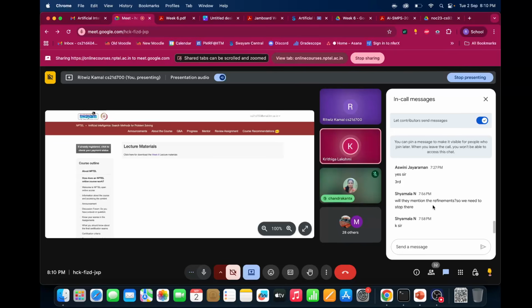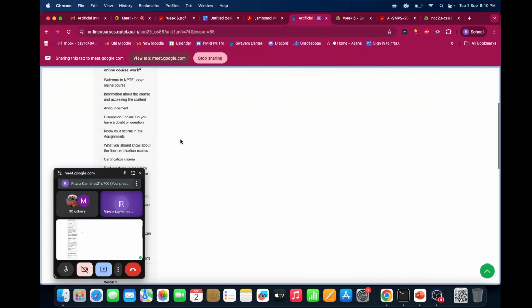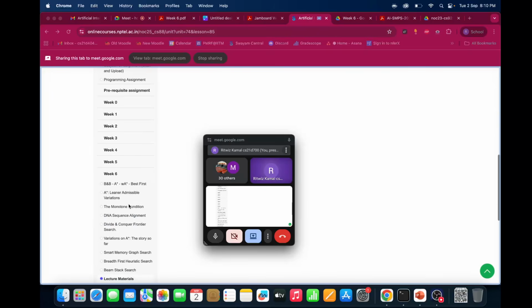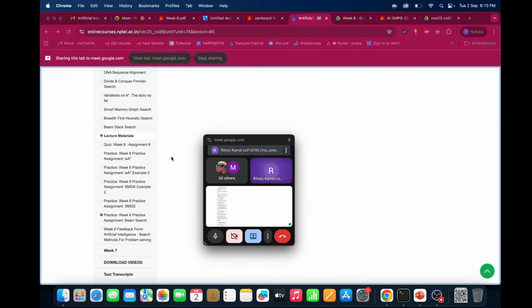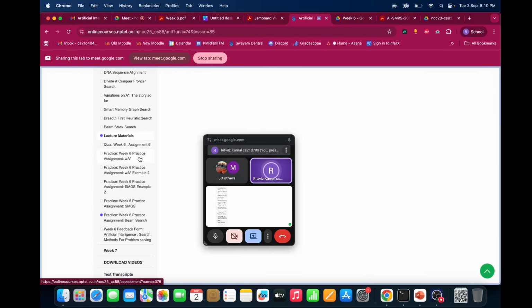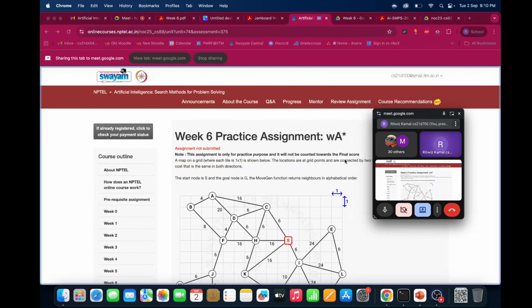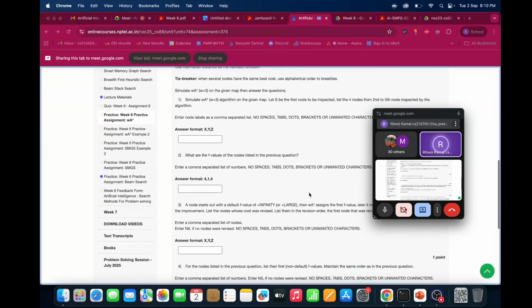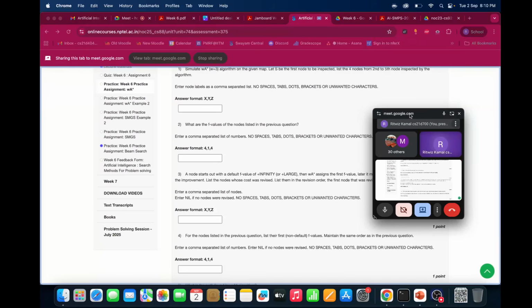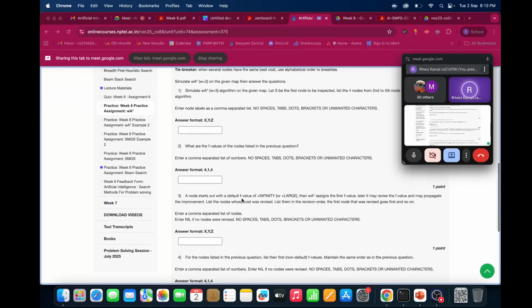Thank you, sir. There is one more question which has been posted. That is week 6 practice WA star question number 3 and 4. The statement itself is a little more cryptic to understand. Which one? WA star practice question number 3. There are two of these over here. The first one. Yes, Q3. Question 3.